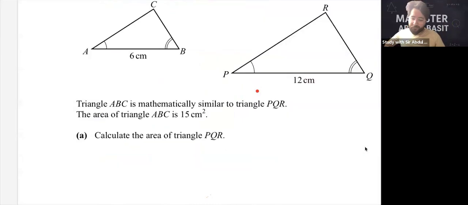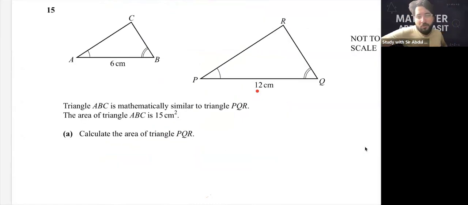Let's go. Question number 15. Triangle ABC is mathematically similar to triangle PQR. Understood? The area of the triangle ABC is 15.